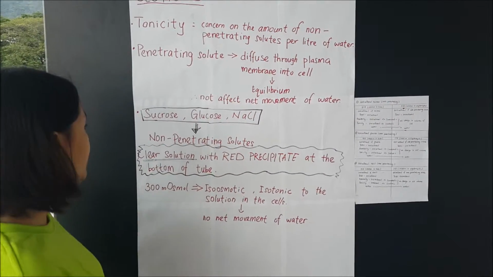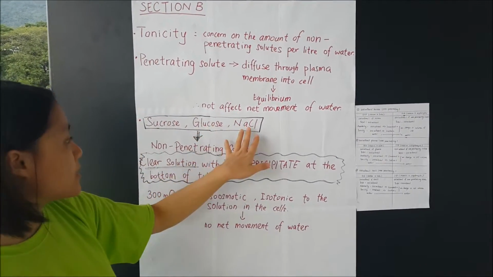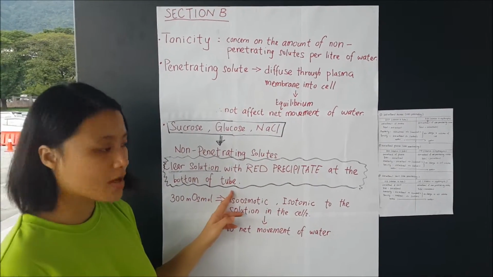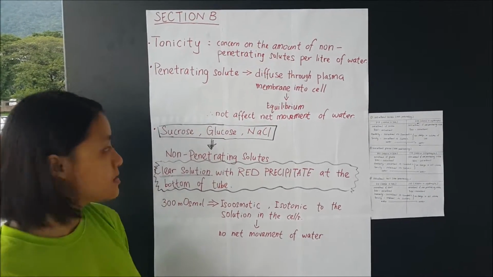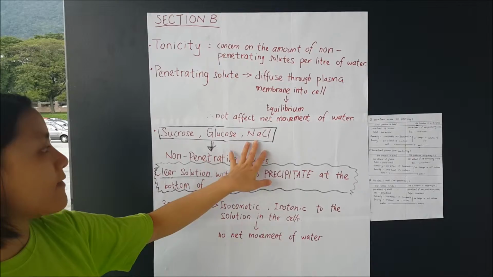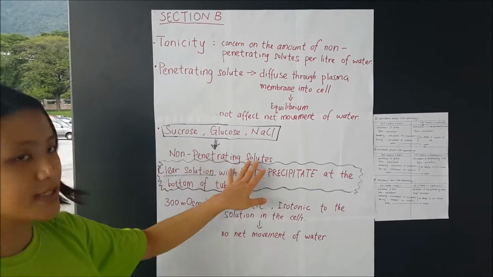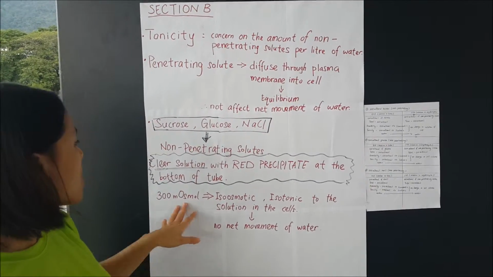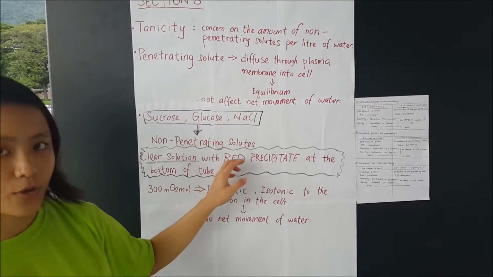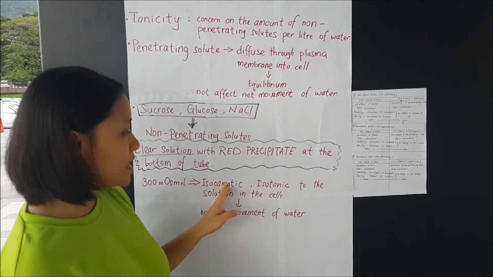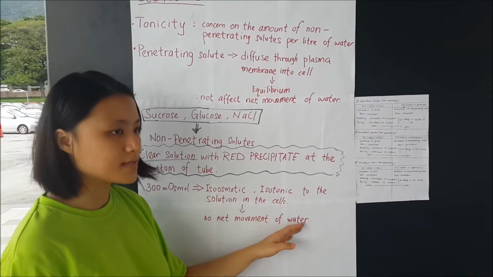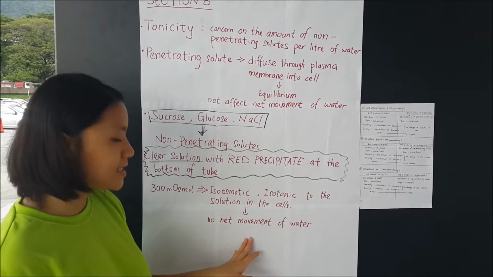From the result, we can see that sucrose, glucose, and sodium chloride give a clear solution with red precipitate at the bottom of the tube. This shows that no hemolysis occurred. As we know, sucrose, glucose, and sodium chloride are non-penetrating solutes. 300 milliosmol of sucrose, glucose, and sodium chloride are isoosmotic and isotonic to the solution in the cell. So there is no net movement of water, hence hemolysis does not occur. This is shown in the tables here.